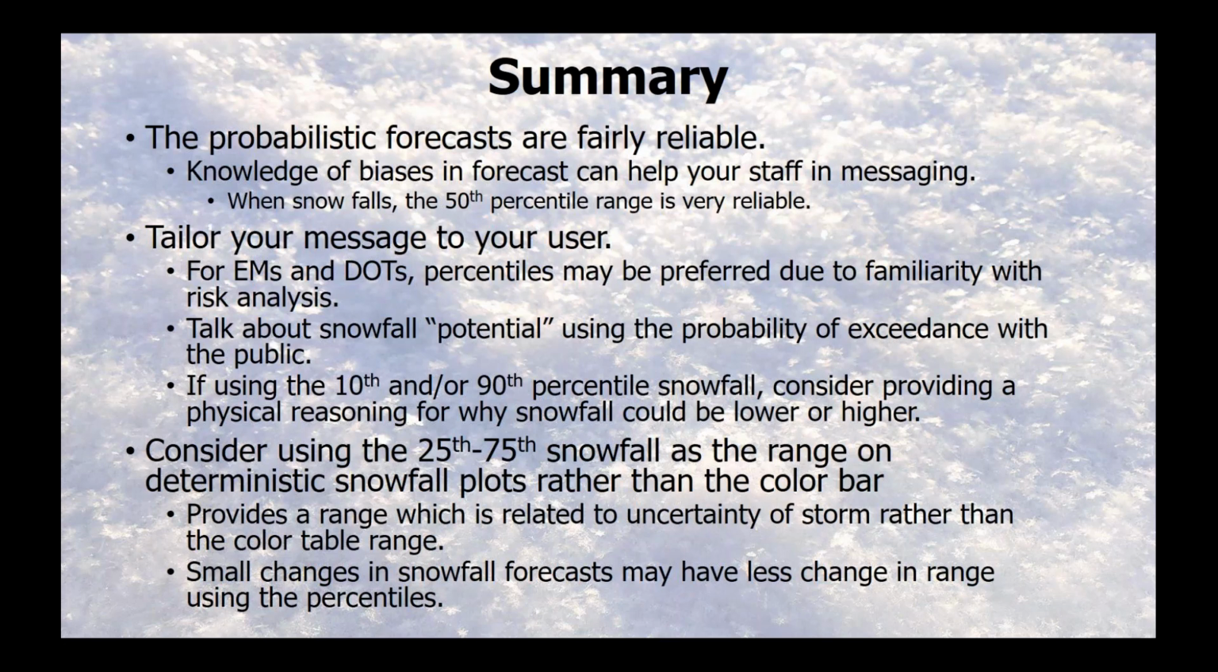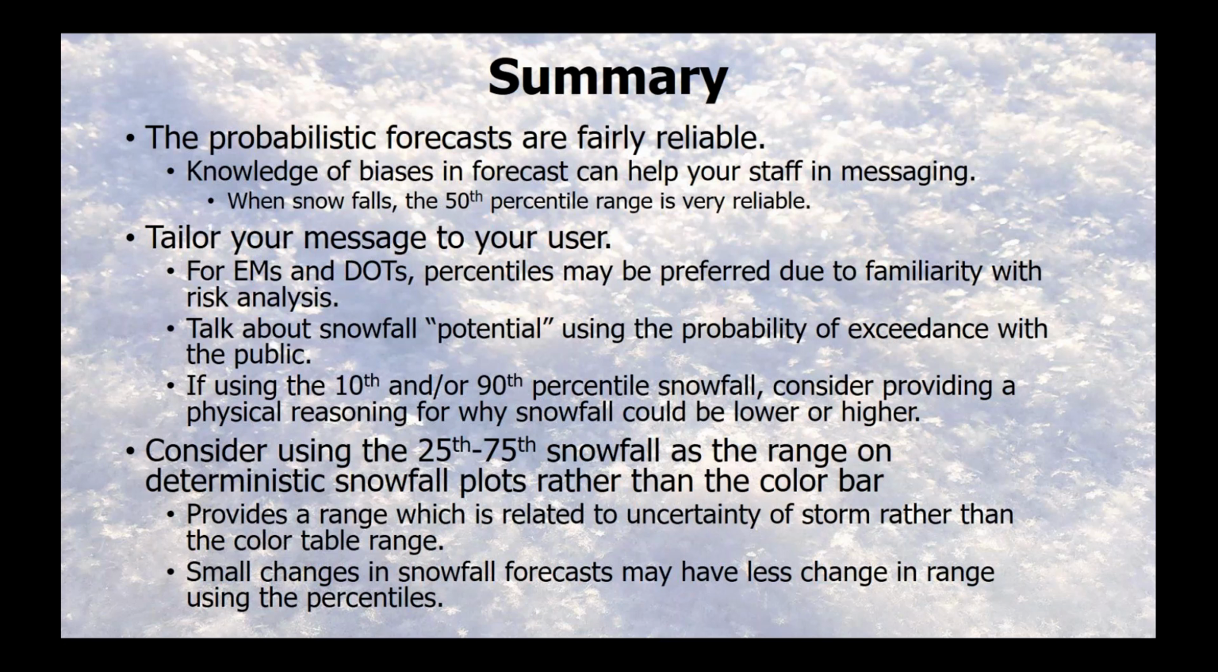In that case, you can talk about snowfall potential using the probability of exceedance, to help the public understand what the potential for different snowfall amounts are. And also, finally, if you use the 10th and 90th percentile, consider providing physical reasoning to help your customers understand why you might get less or more snow than what you're forecasting.